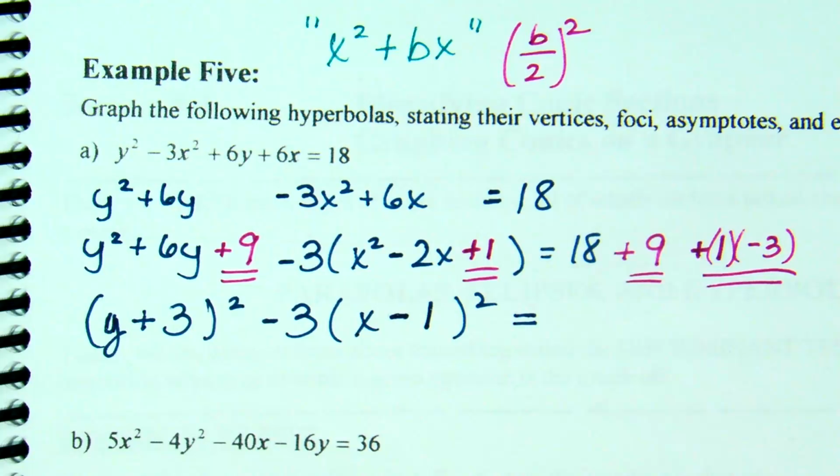Okay. What did your right side clean up to be? 24? Because it ends up being 18 plus 6, which is 24. Nice. We have like one more step. How do I get this in standard form? Divide by 24.